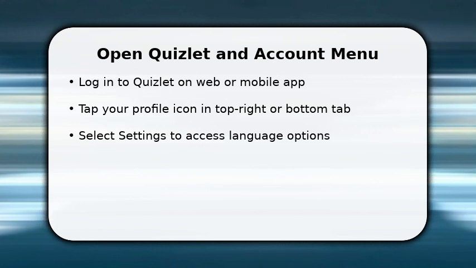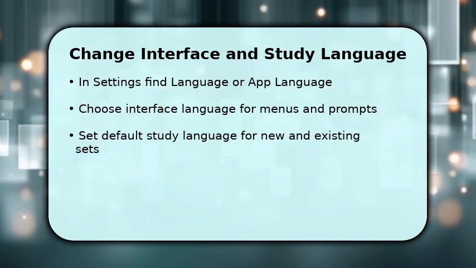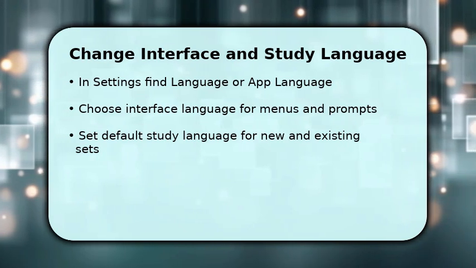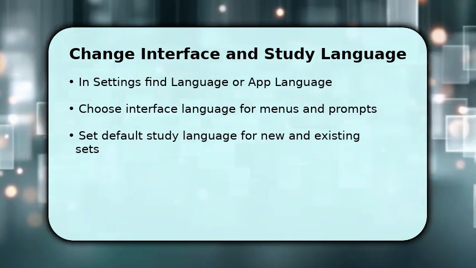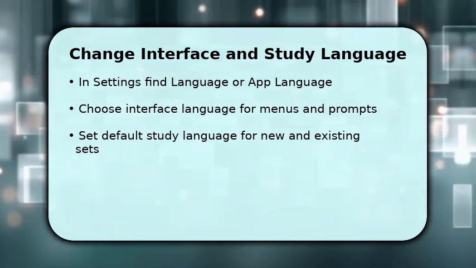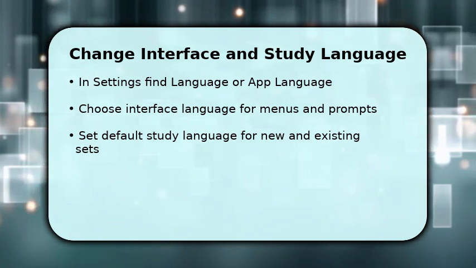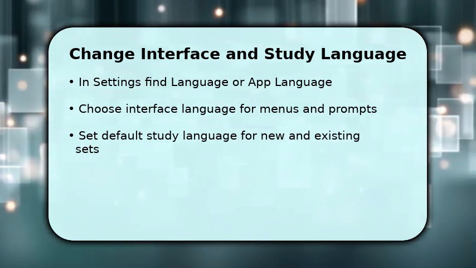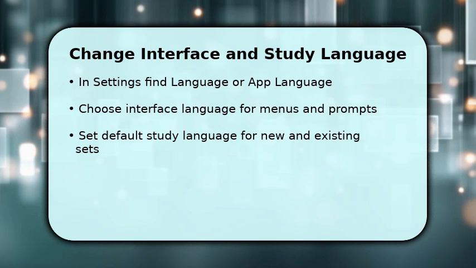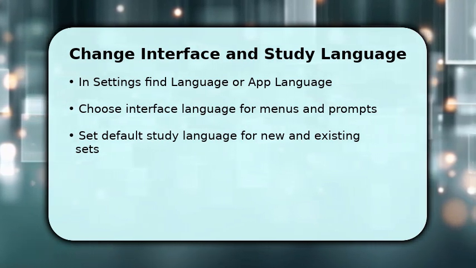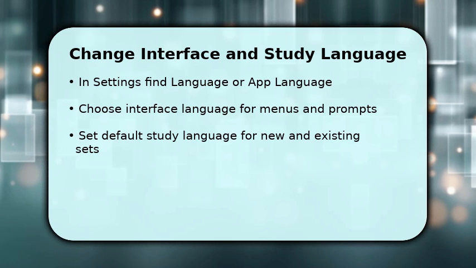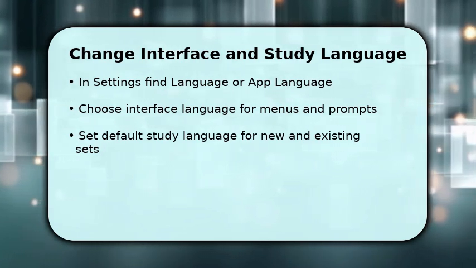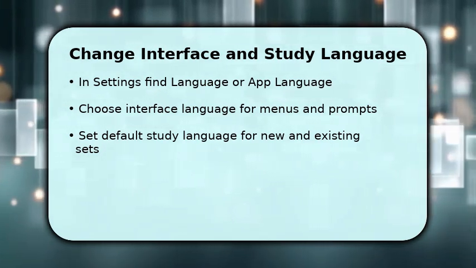Now go to Language or App Language inside Settings and choose the interface language you prefer. This changes menus, buttons, and help text immediately. Once done, look for a separate study language option to set the default language for terms and definitions. This ensures auto-detection and flashcard suggestions match your needs. Make sure to save or confirm changes.